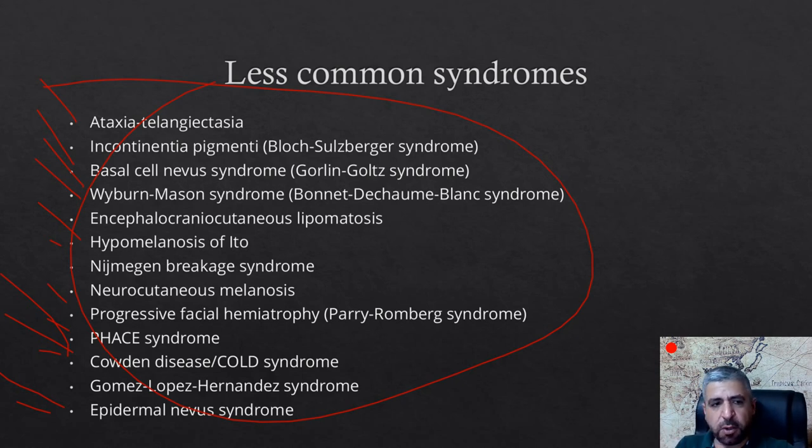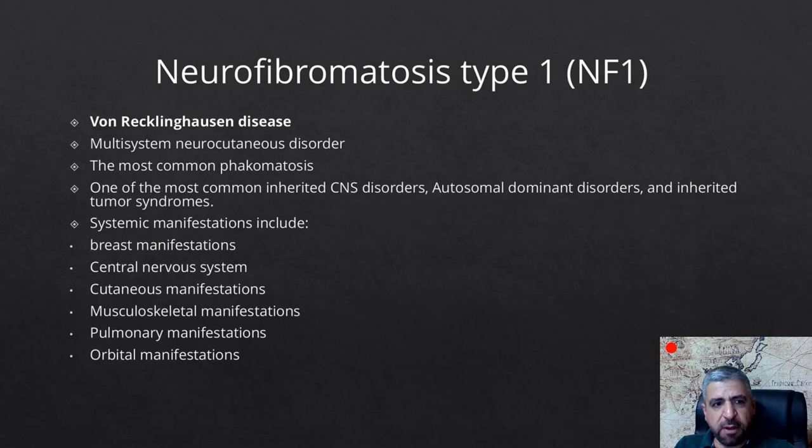So let's start with neurofibromatosis type 1. Another name for this disease is von Recklinghausen disease, or von Recklinghausen syndrome. It's a multi-system neurocutaneous disorder, involving skin and CNS, with multi-system involvement. And it is the most common phacomatosis by far.